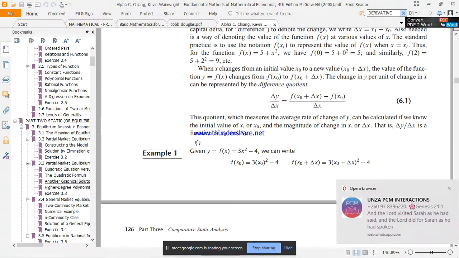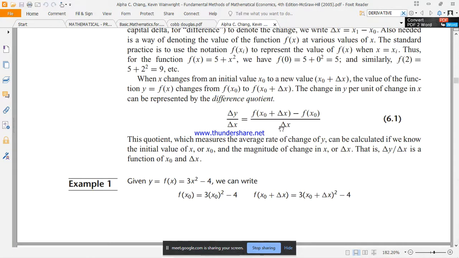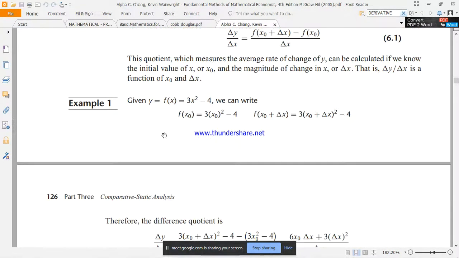So let's go. This is the first principle method for what we are talking about. So I'm saying the function of x naught is the initial function. In that case, we're using f of x naught plus the change in x, minus the initial function, over the change in x. For example, given the function y is equal to x squared less 4, we can write this as f of x naught being the initial function.